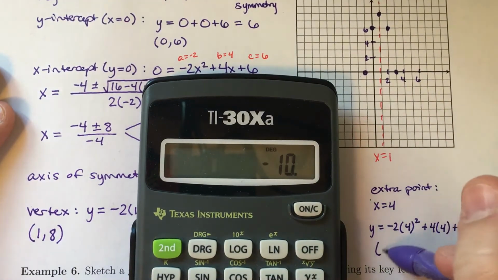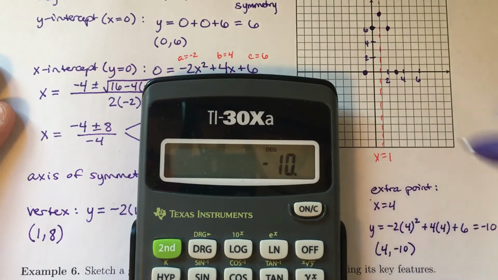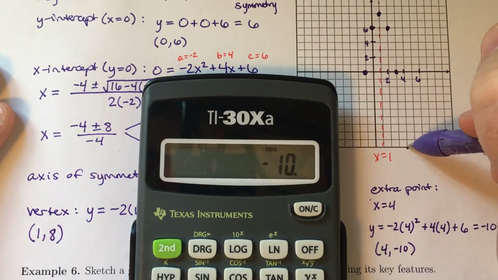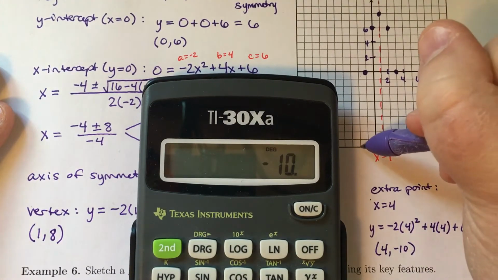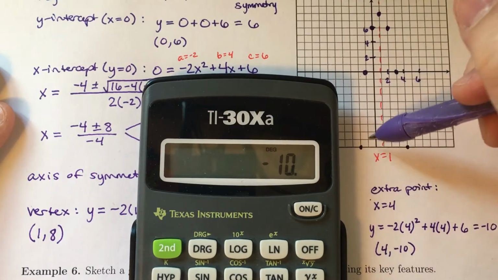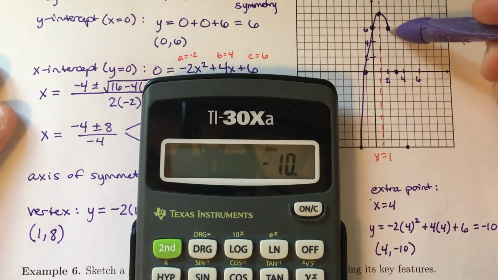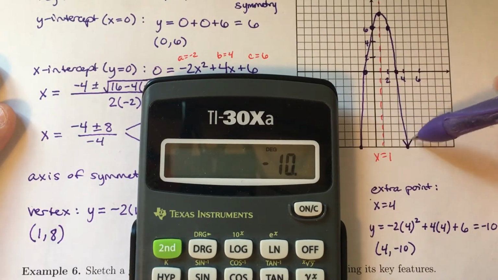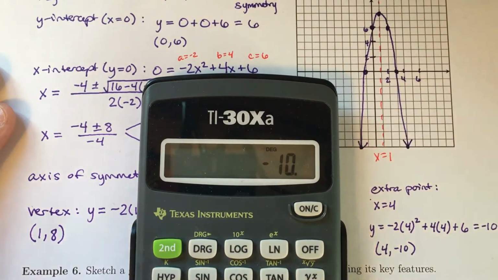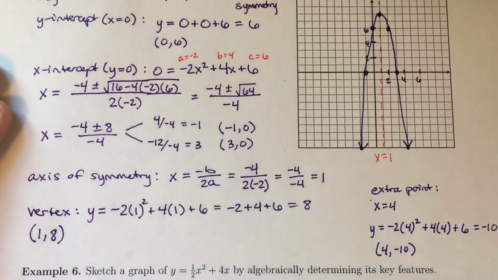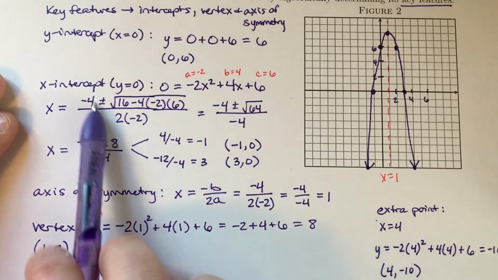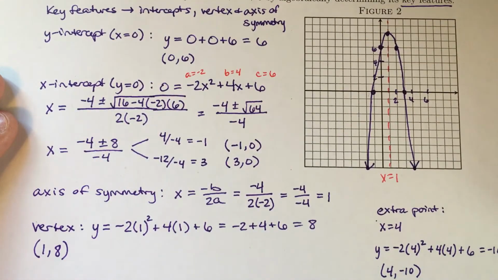So that gives us another point, and with the axis of symmetry, it actually gets us 2 other points. So that gives us a pretty good idea of what this parabola looks like. So don't be afraid to just plug in numbers and get some extra points. But key features are you need to have the intercepts and the vertex clearly on your graph.